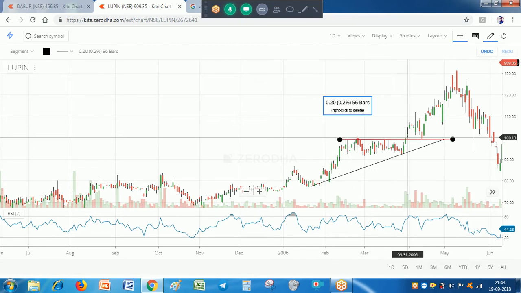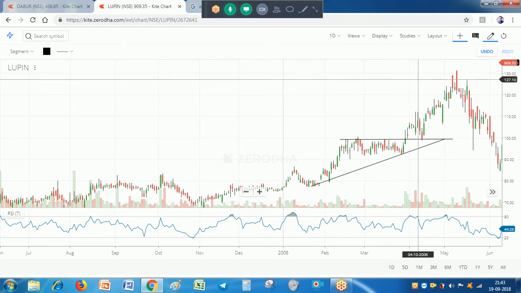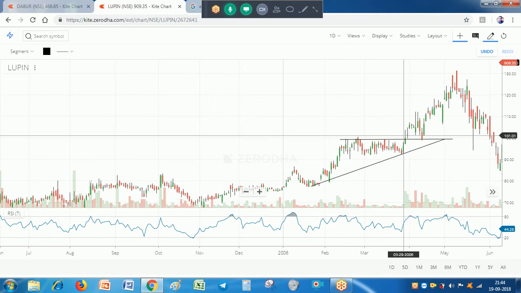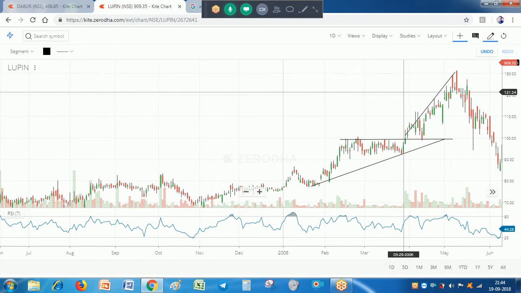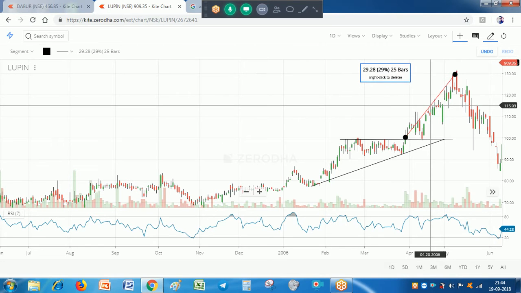Okay, now let us see. From 99 it has gone to, yes, 120. It has gone up to 130 even. It has made up to 130 points after the breakout. So here is the breakout.